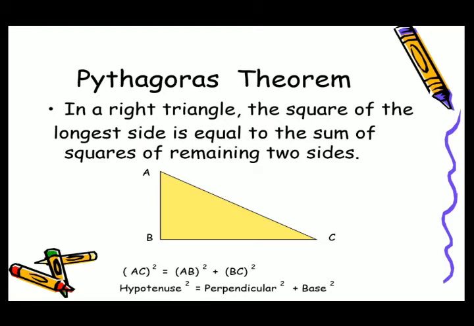So hypotenuse square is equal to perpendicular square plus base square. Here the hypotenuse you can see is the longest side. After that, downward is the base and the perpendicular. Perpendicular is also known as altitude.